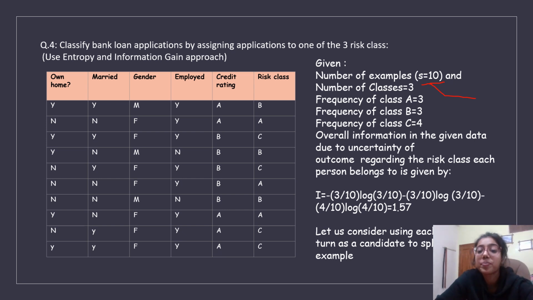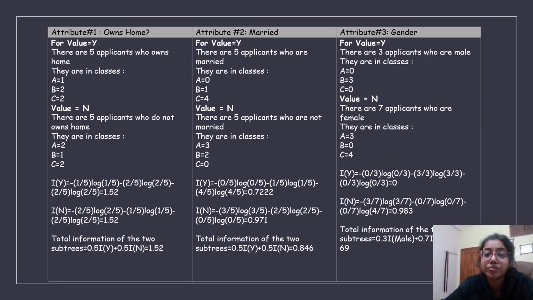Overall information in the given data, due to uncertainty of outcome regarding the risk, belongs to the given Y. So we have calculated the information of overall data, which can be calculated by minus A upon S log A upon S, minus B upon S log B upon S, minus C upon S log C upon S. This is the formula from which we got the value 1.57. Now we take attribute wise.